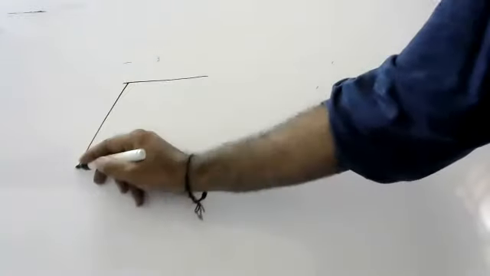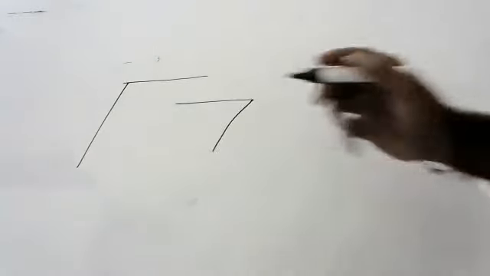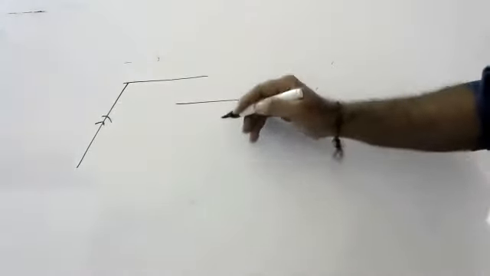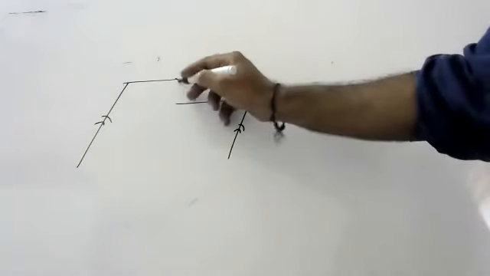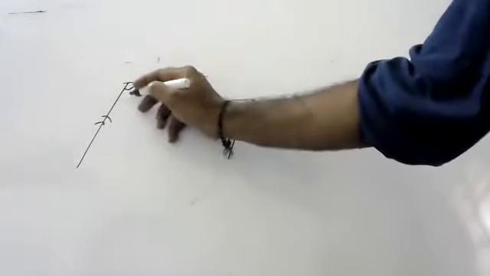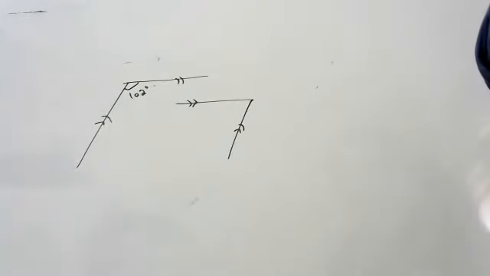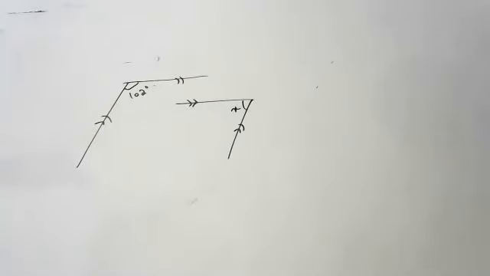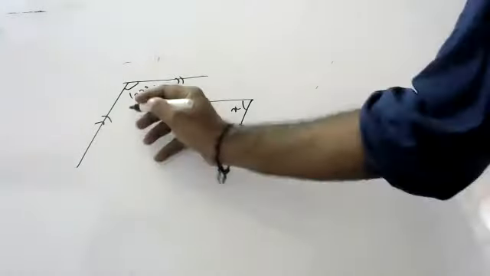This is one line and this is one line. The question says these both are parallel lines, and these both are also parallel lines. He is saying that angle QPR is 102 degrees. You have to find out ABC. How much is ABC? This angle you have to find out. Yes, Hansika, any idea? I'll give you a simple idea.